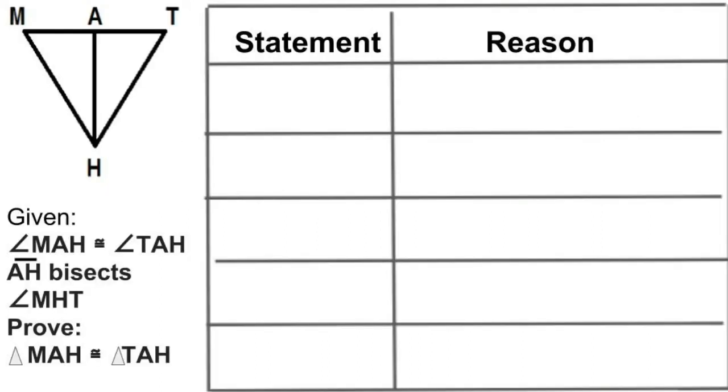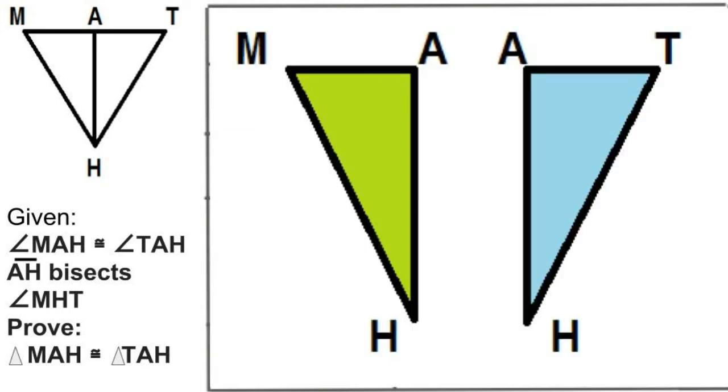Example 3. Given: angle NAH is congruent to angle TAH, segment AH bisects angle NHT. Prove: triangle NAH is congruent to triangle TAH. If we are going to separate the triangles, it looks like this.